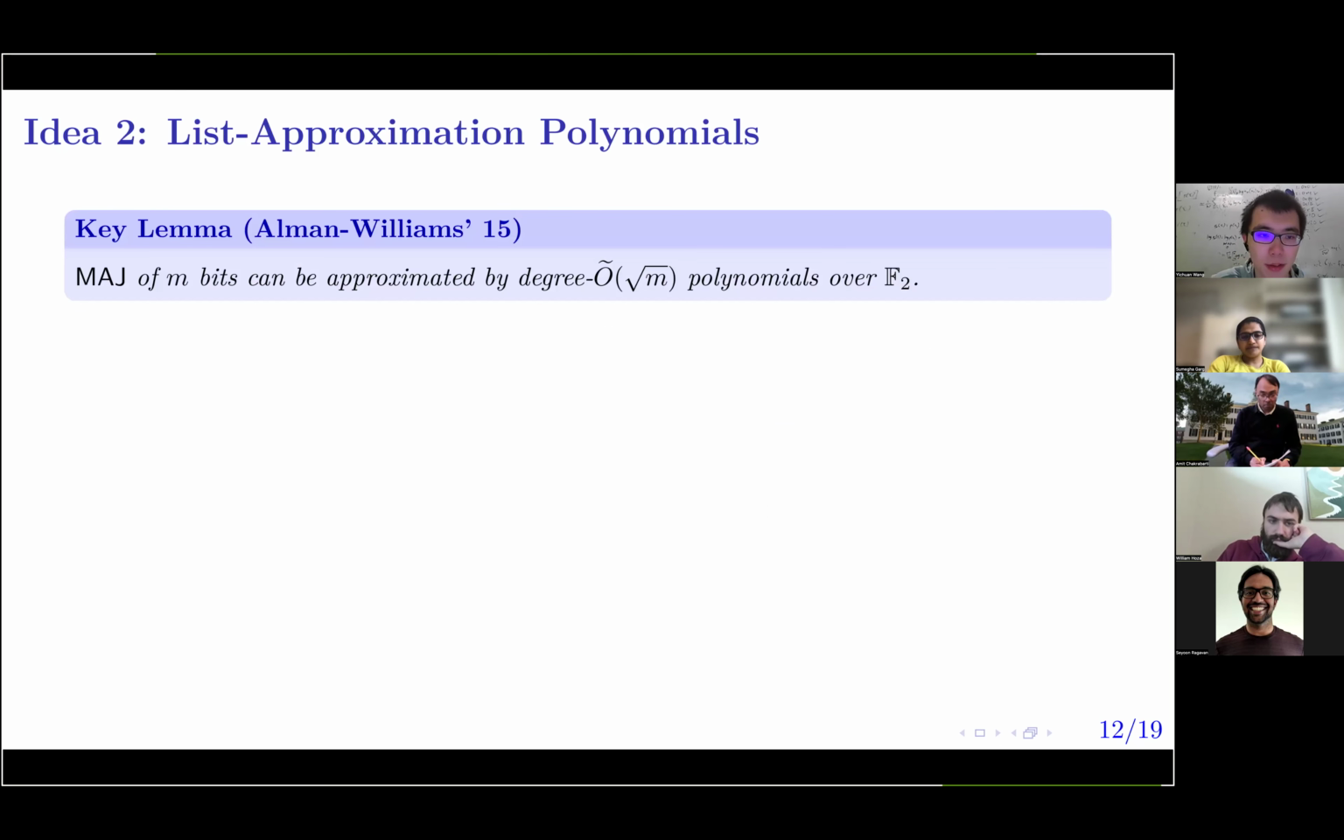Okay, so now I'm going to talk about the second idea. It is called list approximation polynomials. I will explain what it means later, but you can imagine this is something like list decoding of arithmetic codes.